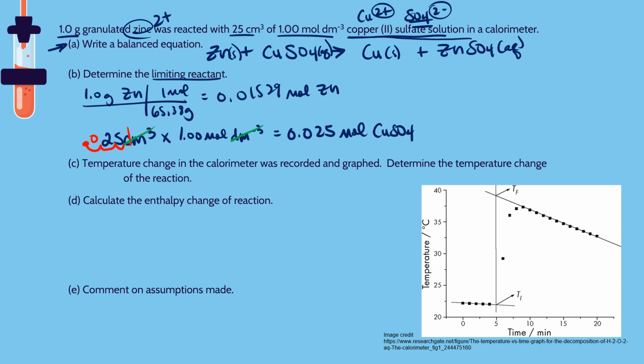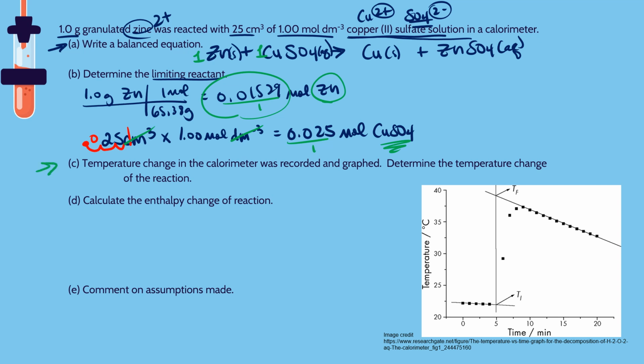So our limiting reactant, because all of our coefficients are 1, we can divide by 1, divide by 1. This is smaller. Zinc is our limiting reactant. And that's going to be pretty common when we are doing reactions with solutions in our calorimeters. We really want all of the solid to react. We want our solution to be in excess. So this is pretty common.